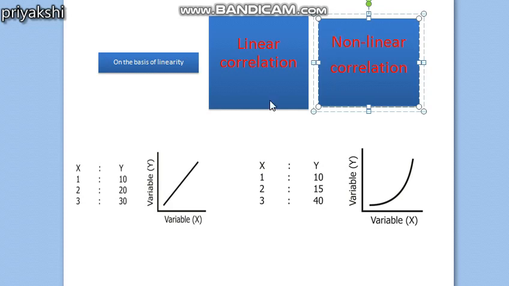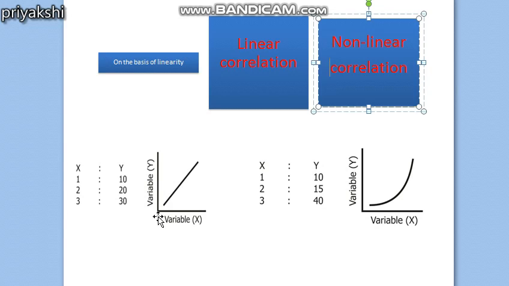Let's try to see this with an example. The value of x is 1 and the value of y is 10. The value of x is 2, and here y is 20. The value of x is 3 and y is 30. So here x is incremented by 1 and there is a constant increment in y of 10. So it is a linear correlation. We call this graph a linear correlation because y is incremented by a constant amount of 10 with respect to one increment of constant amount in x.